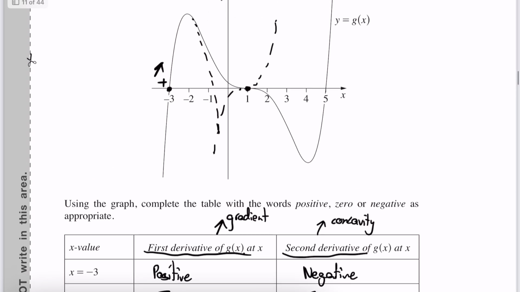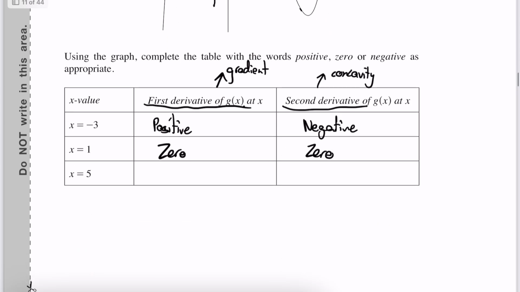Now what about x equals 5? At x equals 5, we have this point here. What we see is that the gradient, yet again, is positive, and the second derivative is positive because this is now part of a concave up parabola, which has positive concavity. So positive and positive.